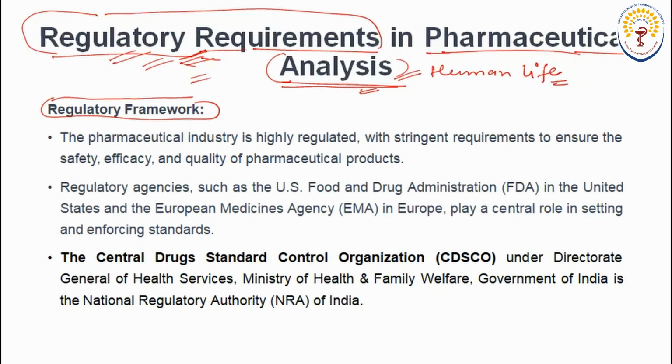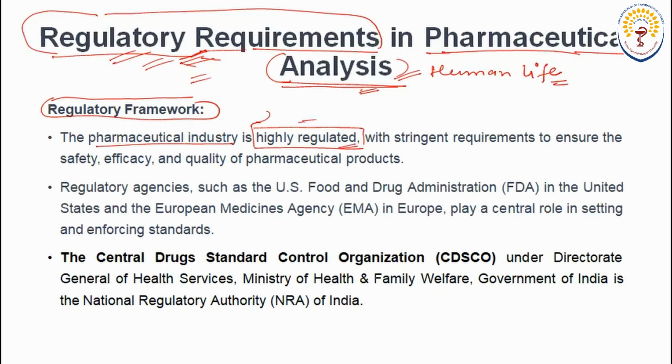Now you can see that the pharmaceutical industry is highly regulated. You should understand why it is highly regulated. It is highly regulated because it is dealing with human life. There have to be some regulations. Previously, when there were no regulations, people used to make medicines on their own. And obviously, when they have no technical knowledge and there is no regulatory requirement, people will make medicine on their own and give it to some other person, which can be dangerous for that person's life.